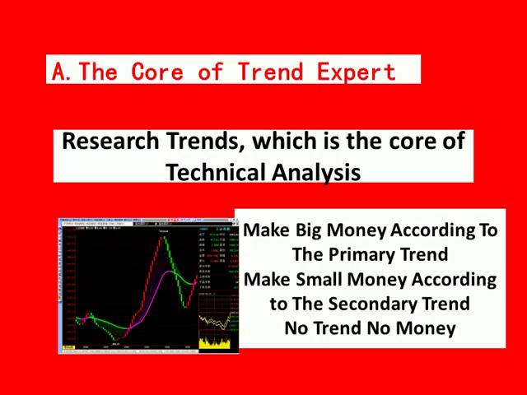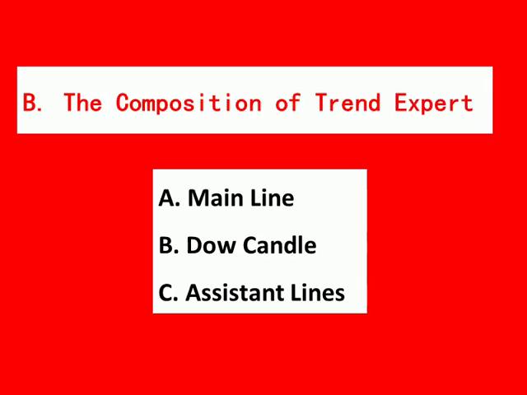Then make small money according to the secondary trend. Secondary trend means the assistant lines. Then for the short-term trend, you can use Dow candlestick for short-term trend. No trend, no money. So if you don't follow any trends, you cannot make profit, okay? So let's see the composition of trend expert. The main line, Dow candle and assistant lines.